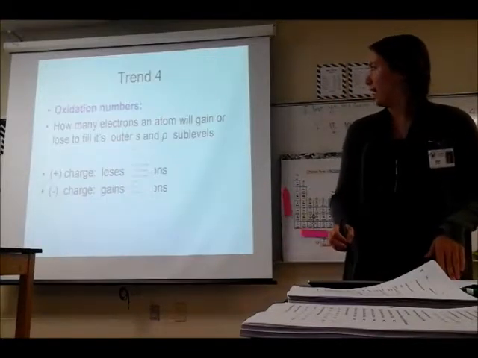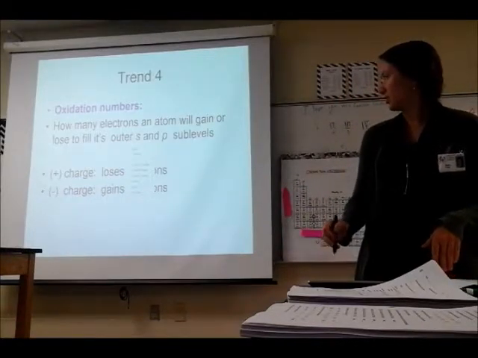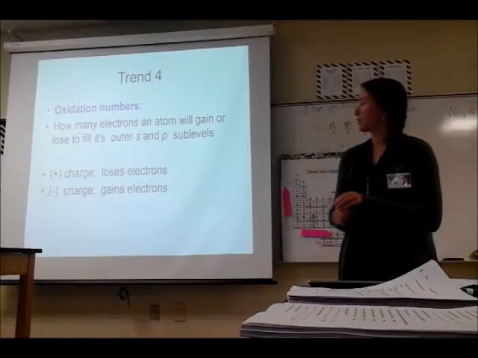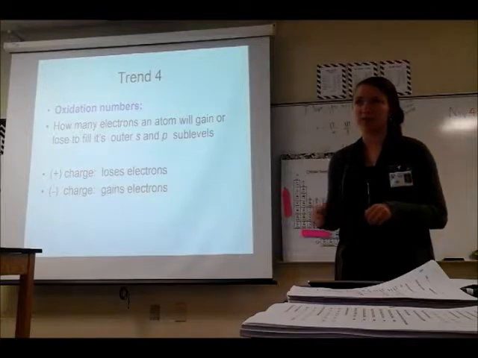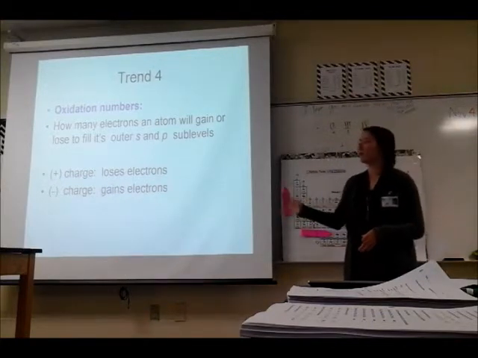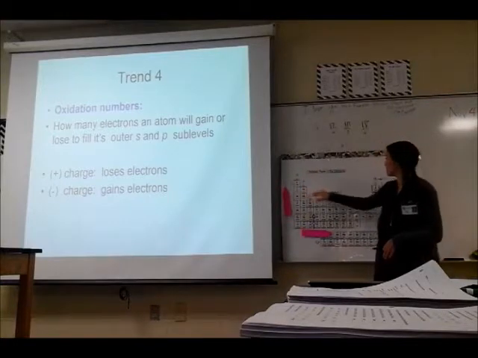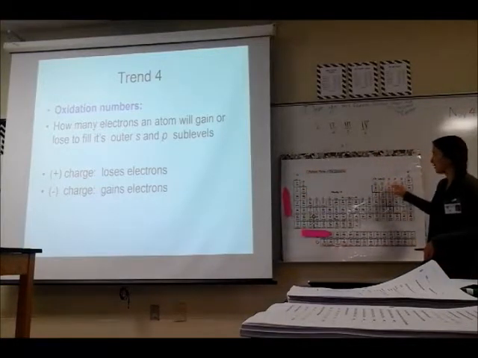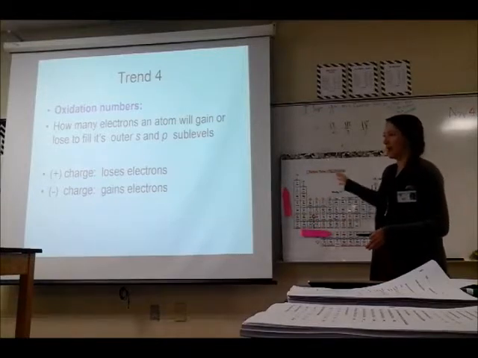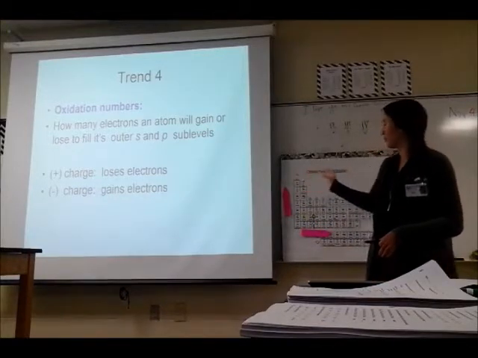Alright. The last thing, this isn't on your sheet. You can just write it down at the bottom. It's your fourth trend, oxidation numbers. So you've already been working with these. You know what these are. You just need to memorize them. So you know they're +1, +2, +3, +4, -3, -2, -1, 0. You know what they are. You just need to have them memorized for this.